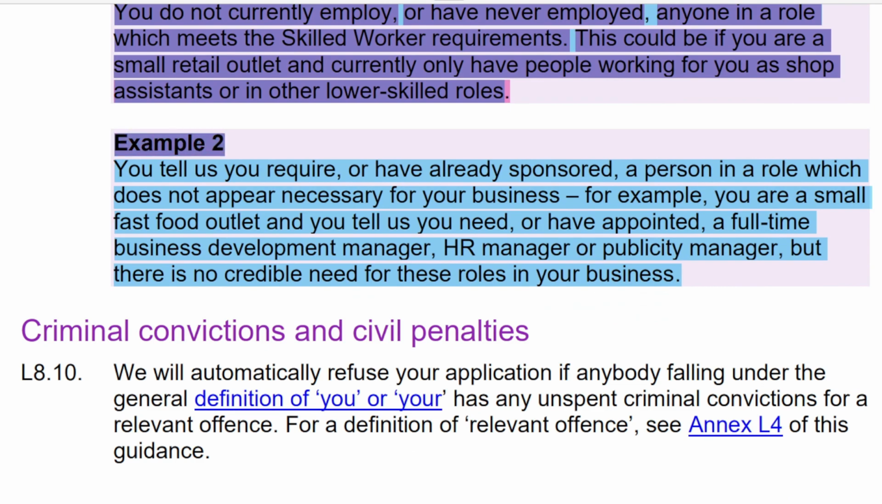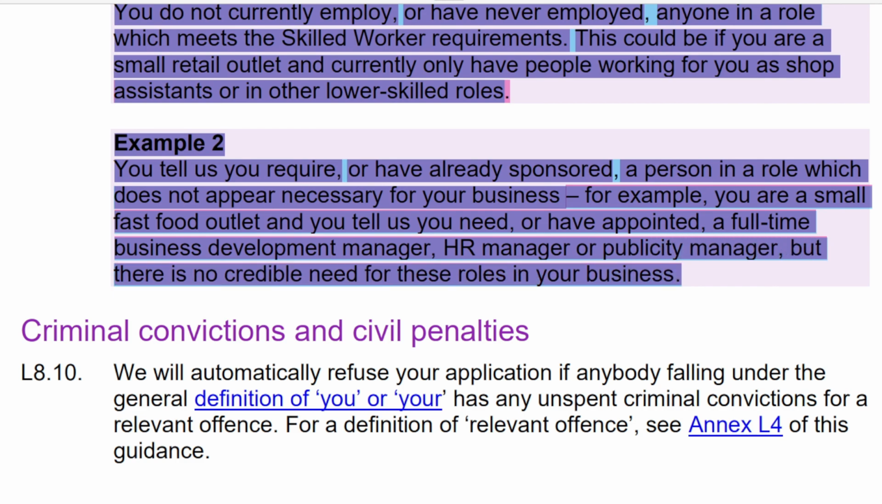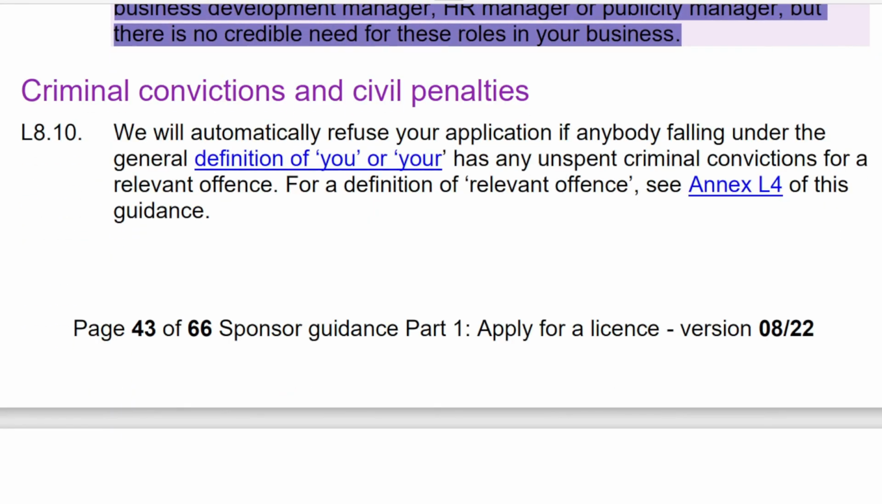Example 2, you tell us you require or have already sponsored a person in a role which does not appear necessary for your business. For example, you're a small fast food outlet and you tell us you need or have appointed a full-time business development manager, HR manager, or similar manager, but there is no credible need for these roles in your business. So you need to make sure when you create a job, that job is genuine. You cannot just create a job for no reason.